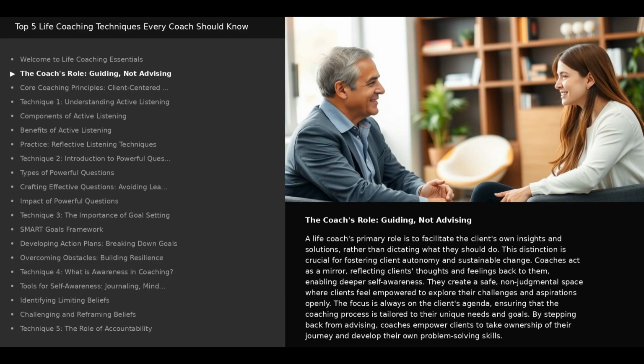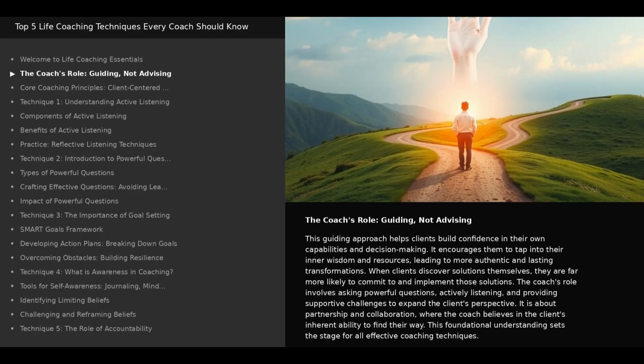The focus is always on the client's agenda, ensuring that the coaching process is tailored to their unique needs and goals. By stepping back from advising, coaches empower clients to take ownership of their journey and develop their own problem-solving skills. This guiding approach helps clients build confidence in their own capabilities and decision-making. It encourages them to tap into their inner wisdom and resources, leading to more authentic and lasting transformations.